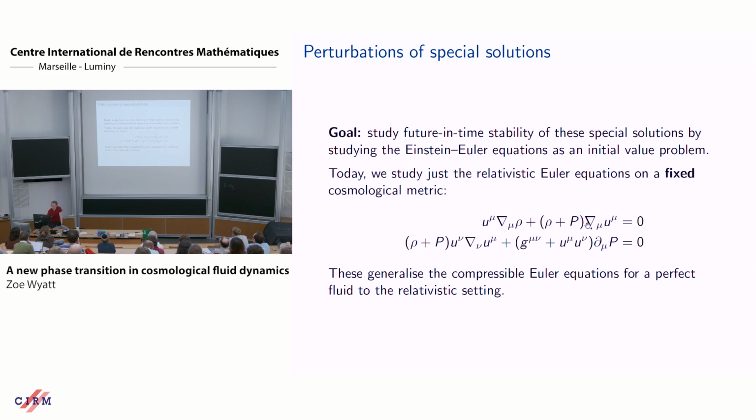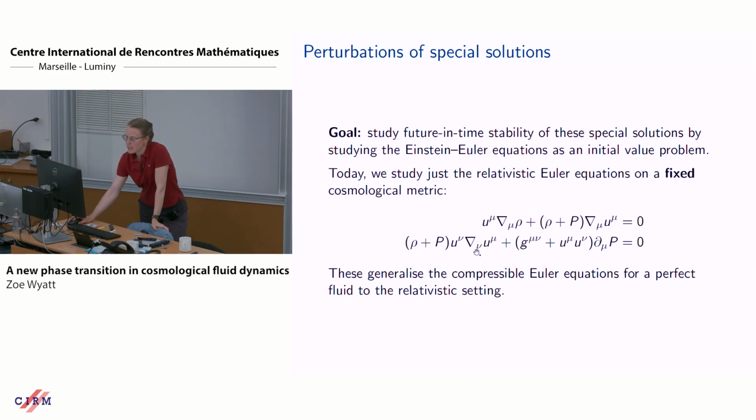So what I've written here are these fluid equations of motion, the relativistic Euler equations. We have an equation here for rho, which this top equation you can view as the continuity equation. I have mu and mu because I'm using Einstein's summation convention. And down here I have an equation for the pressure. This would be the momentum equation.